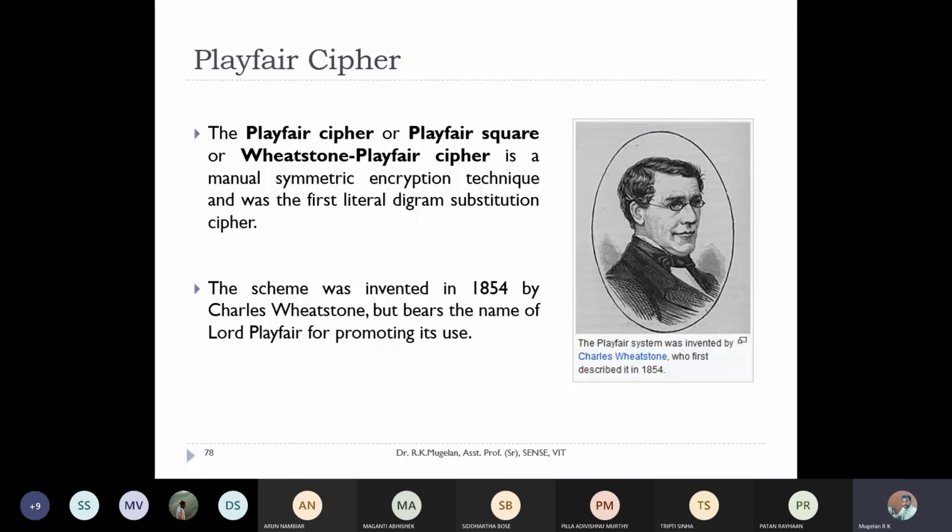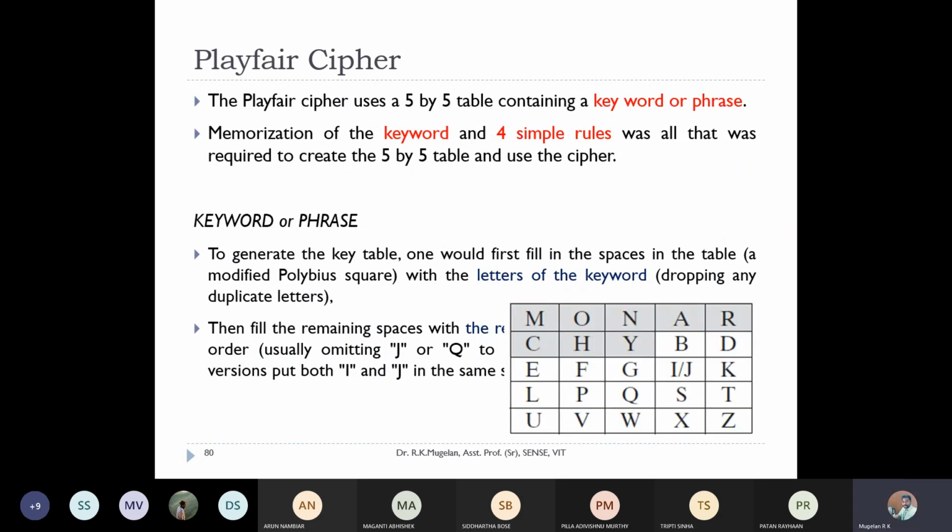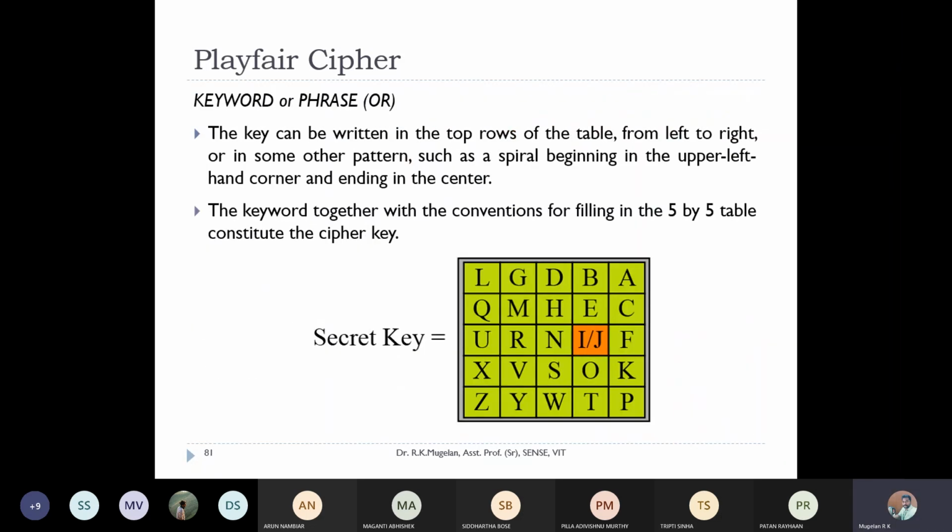So last class we were discussing the Playfair Cipher, right? We discussed up to the rules for creating a keyword and phrase. I hope you are clear with how this 5x5 table of the cipher key is created. Does anyone have any doubts? If you are clear with Playfair cipher's keyword generation, can you raise your hands? I am yet to teach you the encryption part.